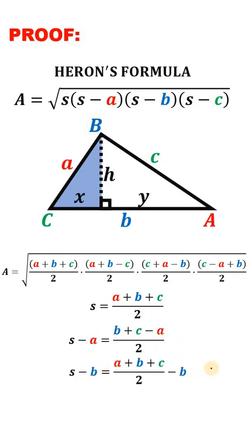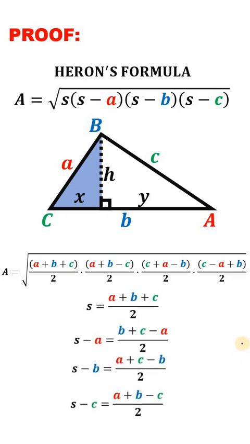Now how about S minus b? Again, we will do the same thing. Let's combine this. And b minus b is just negative b. And for the last one, S minus c, the value of this, if we simplify this, we get a plus b minus c all over 2. And take a look at this one.